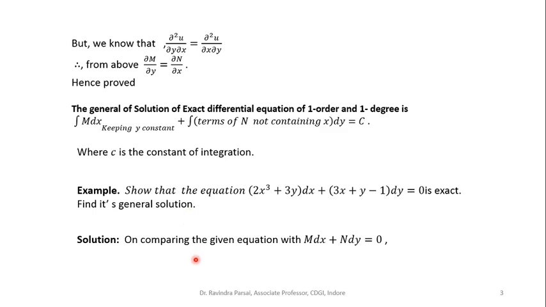For this, the first step is comparing with our standard pattern M dx plus N dy equal to 0, by taking the coefficient of dx as capital M and the coefficient of dy as capital N. That is, M equal to 2x cube plus 3y and N equal to 3x plus y minus 1.